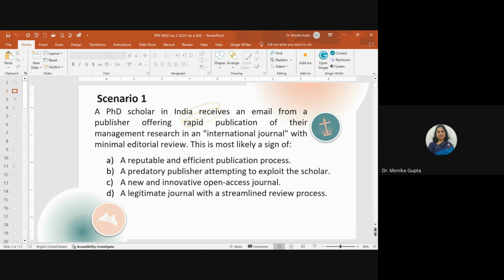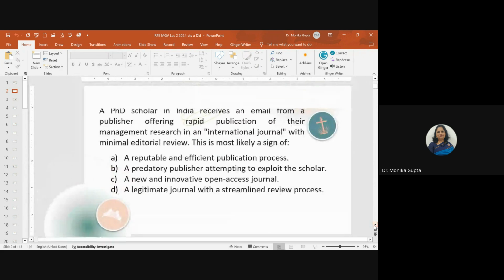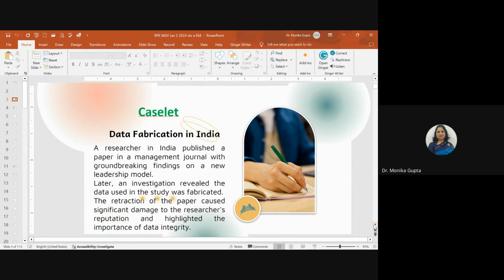Good evening, ma'am. I feel B. Good evening. Which one? Option B. Okay. Anyone else? Ma'am said option B. Others also, please tell me. Yes, ma'am, you are right. This is option B. So this is how we need to gain clarity on understanding of the concepts. The more interest you take, the more clarity you will get. Okay. So let us move on to a caselet on data fabrication in India.